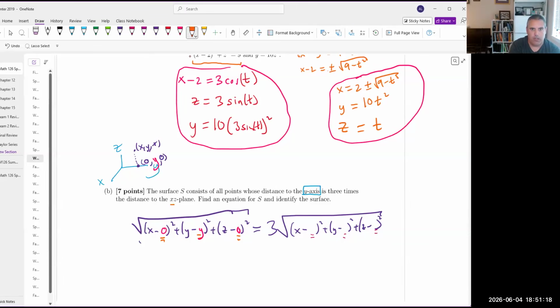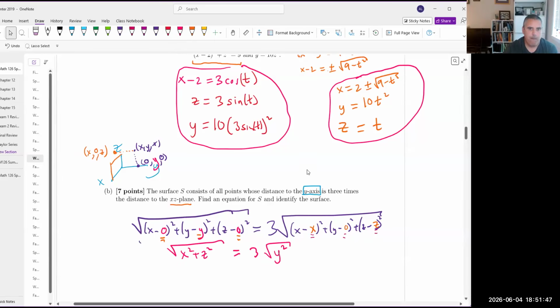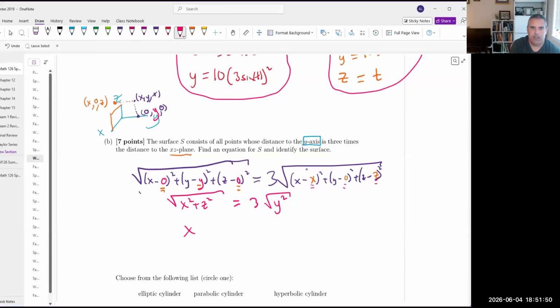Now I want to do closest point on this place. Well, the closest point, if you go straight over here, that's going to be when y is 0. And if it's the closest point, these other two things are the same. And we have it. So this ends up being the square root of x squared plus z squared is 3 times the square root of y squared. If you square both sides, you get this. And what in the world is that?